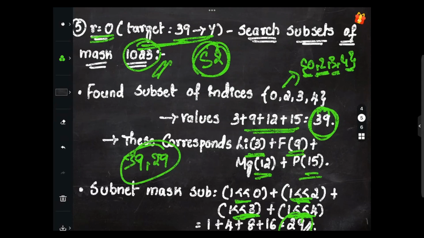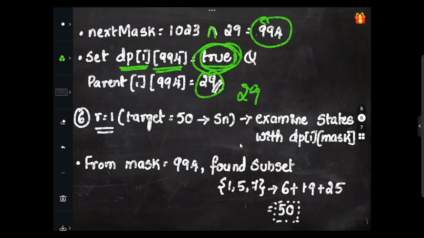So basically, from the subset of indices 0, 2, 3, 4, when we went with a subset mask sub, sorry, why am I calling this one subnet mask? This one is subset mask sub. The values we have here are 1, 4, 8, 16, 29. Now the parent of 994 will be 29. So this is for r equals 0.